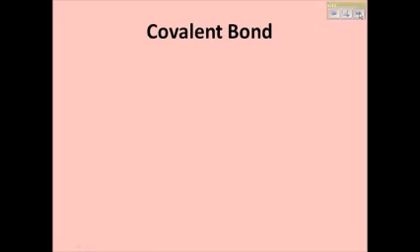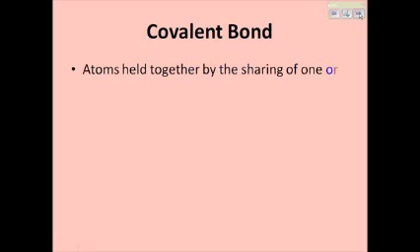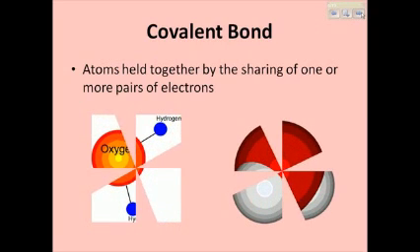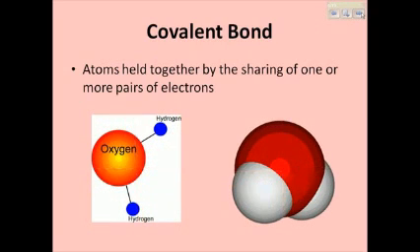Covalent bond. A covalent bond is when atoms are held together by sharing of one or more pairs of electrons. And we'll be looking at this in a lot of detail. My favorite, the water molecule: hydrogen and oxygen share one pair between them. And this is a space-filling molecular model, and this is a ball and stick.